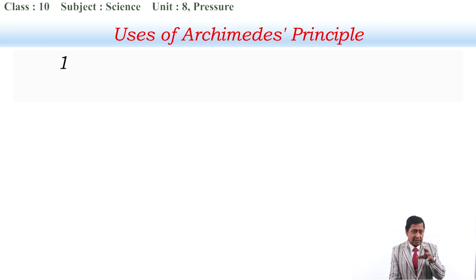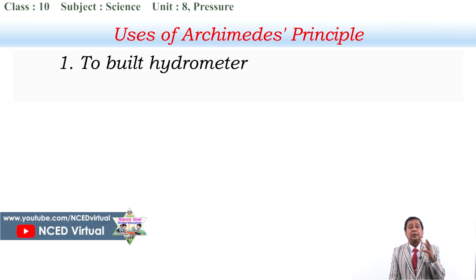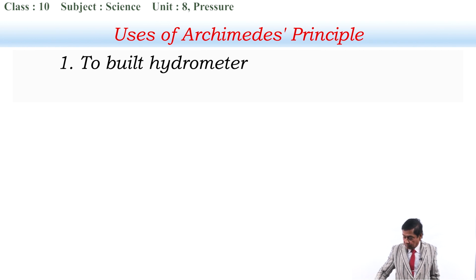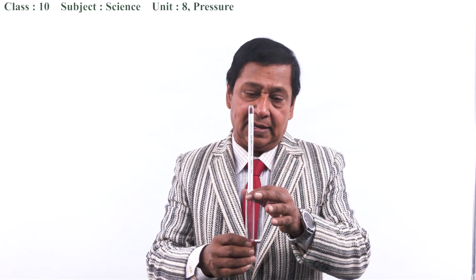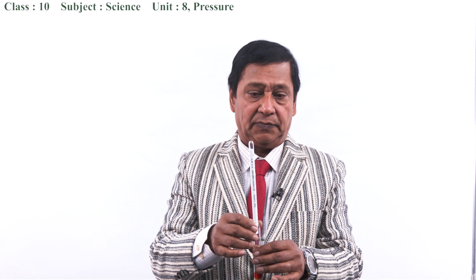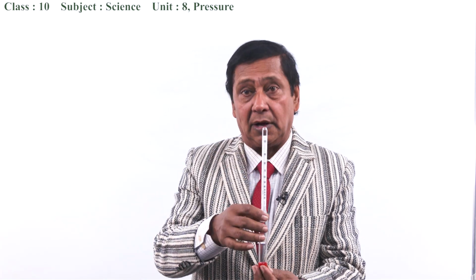Archimedes principle is used to build what? Hydrometer. To build a hydrometer. I want to show one hydrometer to you. This is a hydrometer. A hydrometer is a device which is used to measure the density of a liquid. Yes, this is one example of a hydrometer.